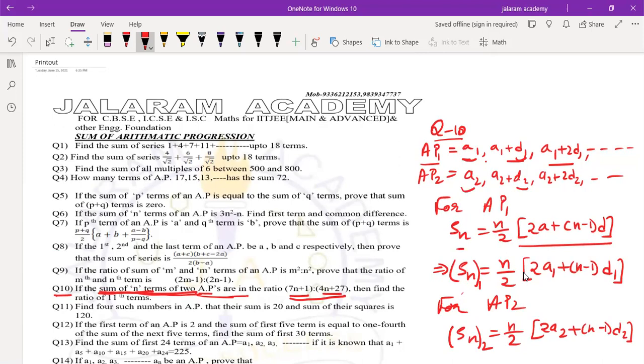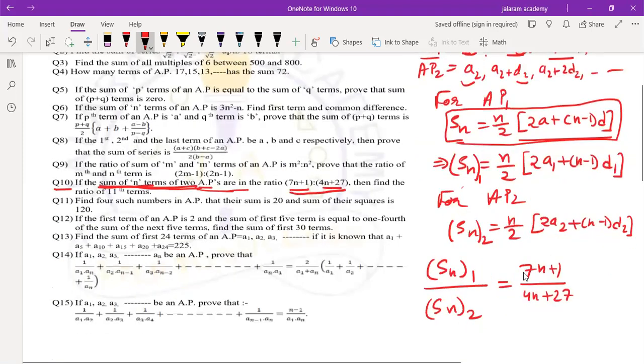So the sum of n terms of the first AP will be obtained by the same formula, n by 2, 2a plus n minus 1 into d. That is, Sn1, the sum of n terms of the first AP, equals n by 2 into 2a1 plus n minus 1 into d1, and at the same time for the second AP, the sum of n terms Sn2 is equal to n by 2, 2a2 plus n minus 1 into d2. So the sum of n terms of the first AP is to the sum of n terms of the second AP as 7n plus 1 is to 4n plus 27.